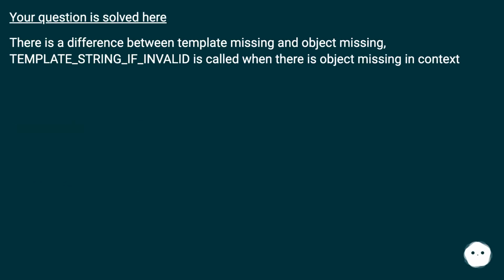Your question is solved here. There is a difference between a template missing and an object missing. template_string_if_invalid is called when there is an object missing in the context.